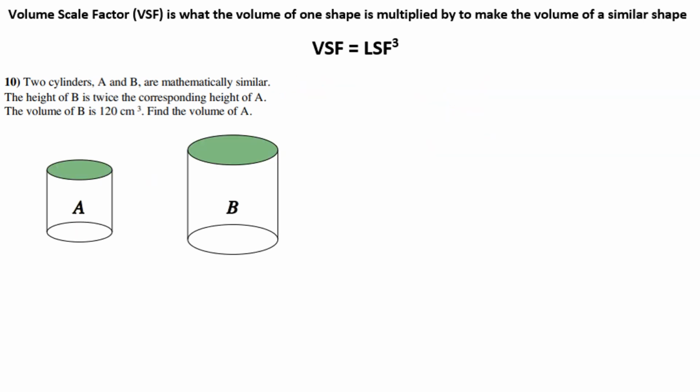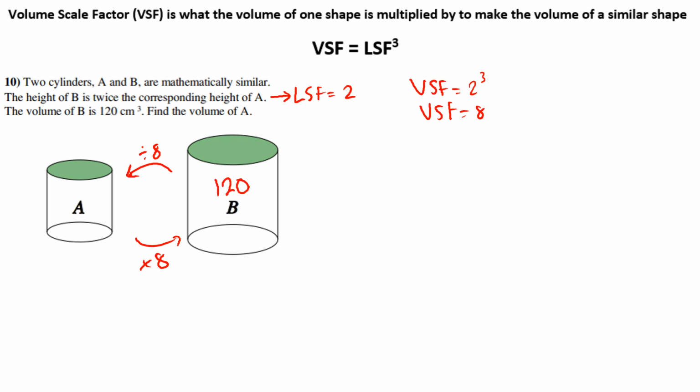Okay, what about this one? Same sort of general deal. The height of B is twice the height of A. That tells us again the LSF is 2. The VSF is 2 cubed, so the VSF is 8. So to get to the big shape, we times by 8. To get to the small shape, we divide by 8, just in terms of the volumes. The volume of B is 120, divided by 8 gives you the volume of A, which is equal to 15. That's it. Same as area scale factor questions, except we're cubing rather than squaring.